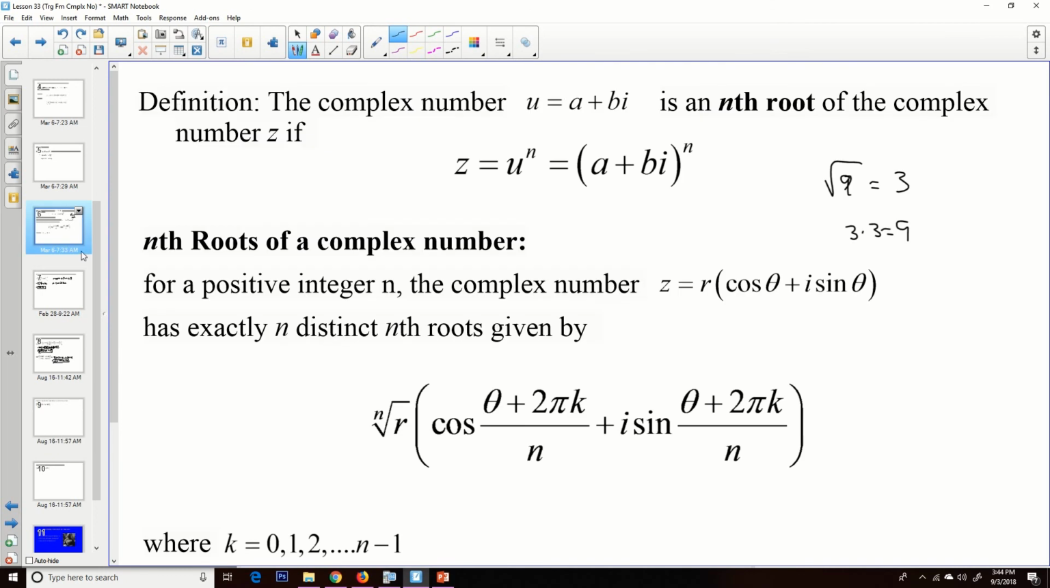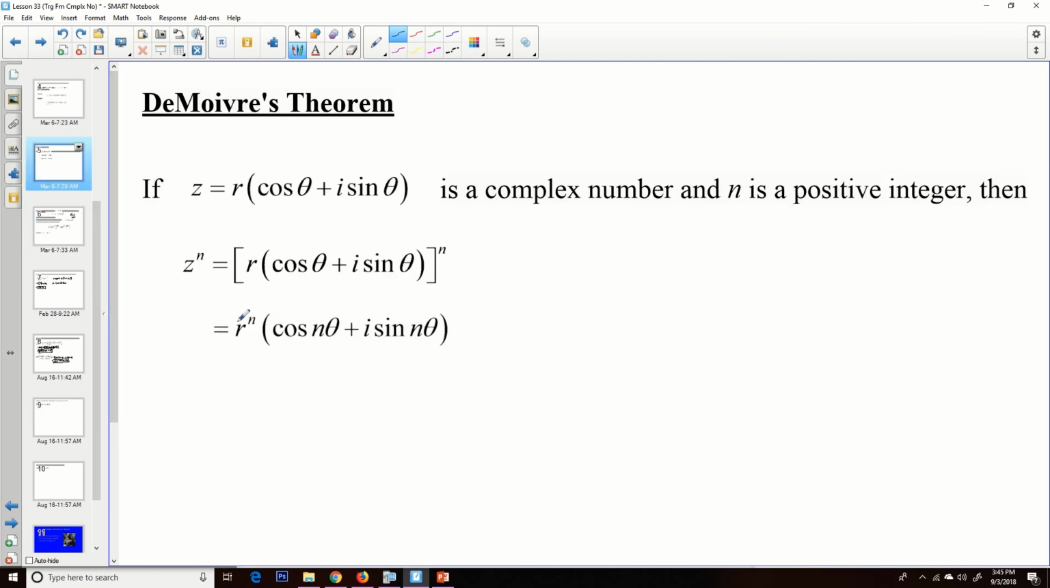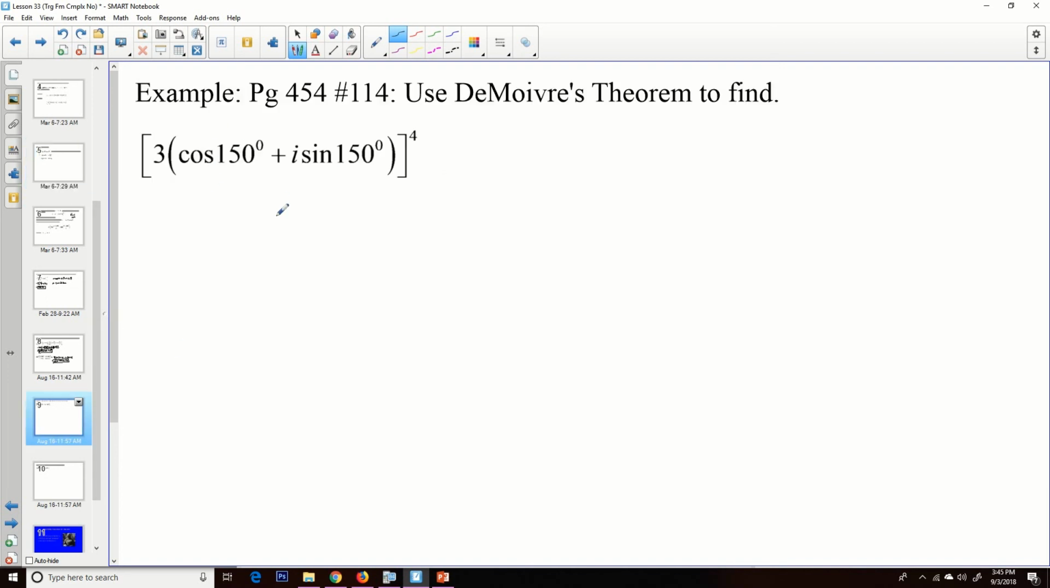Using de Moivre's theorem here. We're just going to raise the modulus to a power, and then we're going to multiply the argument by the power. So in this particular instance, we're going to go 3 raised to the 4th power, and then we're going to multiply that by cosine of 4 times 150 degrees plus i sine of 4 times 150.